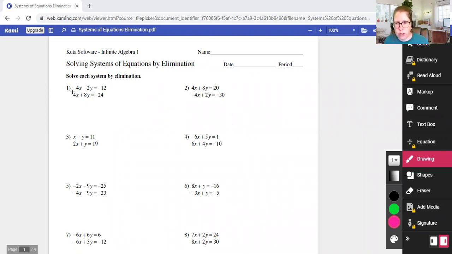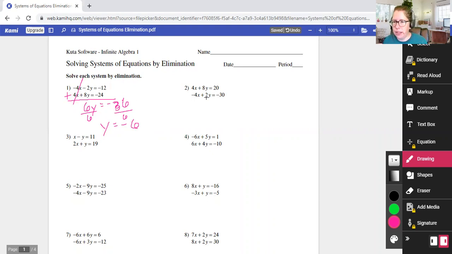Sometimes it's really easy. So if we look at number 1, for example, we can go over here and add them together. Negative 4x plus 4x cancels out. So we have negative 2y plus 8y is 6y. And negative 12 plus negative 24 is, oops, negative 36. And so we will divide by 6, and our answer is y equals negative 6. And then to solve for the other variable, you would plug in your y equals negative 6 to whichever of the equations felt nicer to you and go about your business.